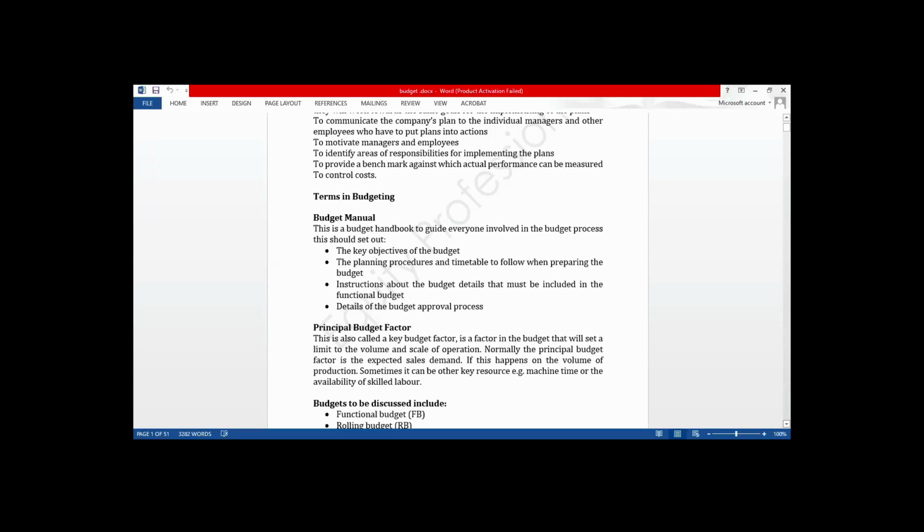Normally, for most companies, our principal budget factor is the sales volume, the sales demand. The company can produce as many units as possible. However, your volume of production is limited by your sales demand.